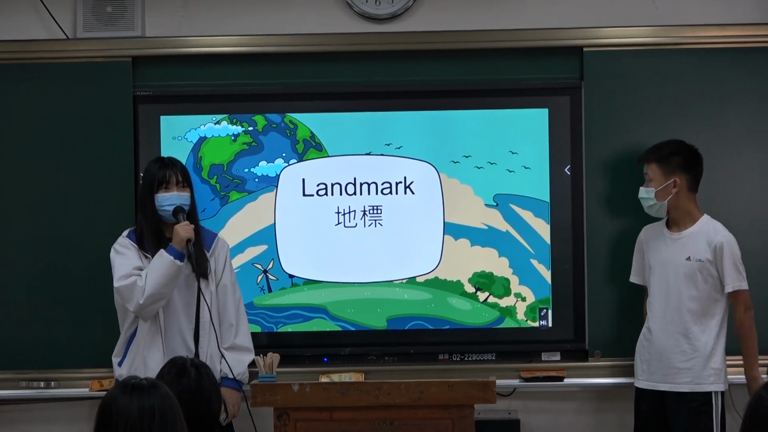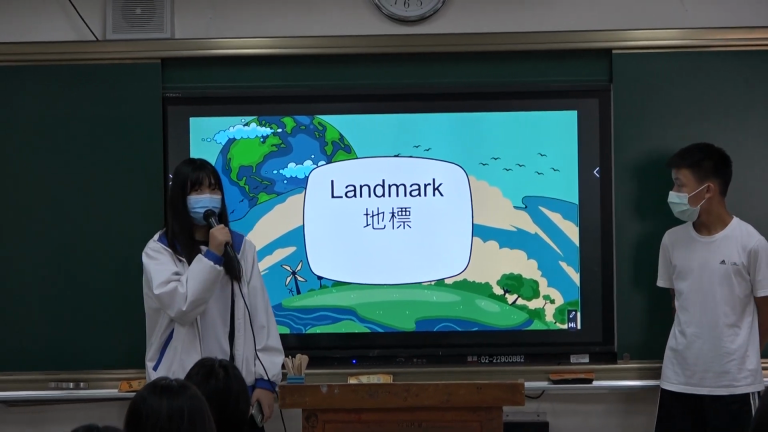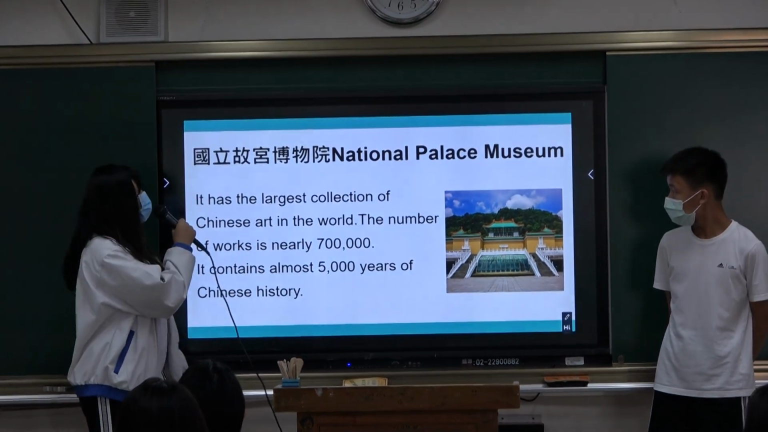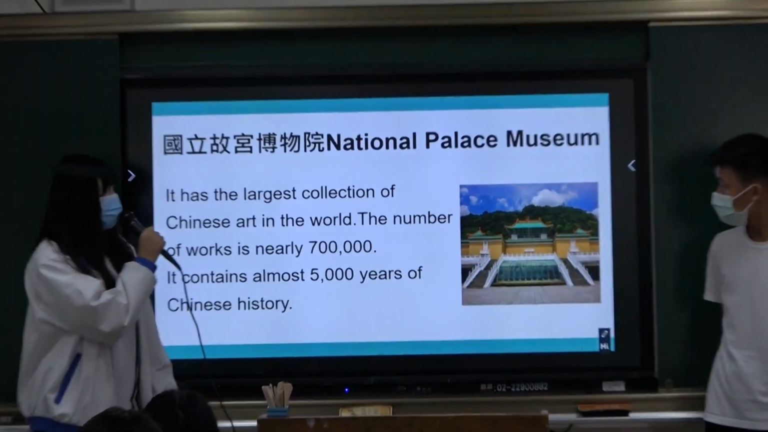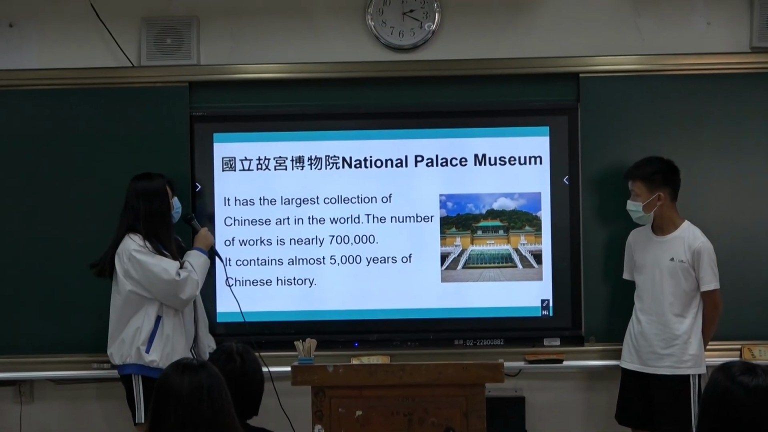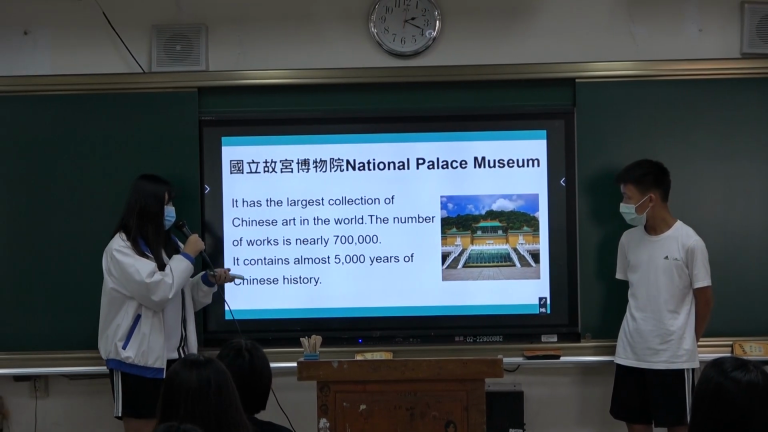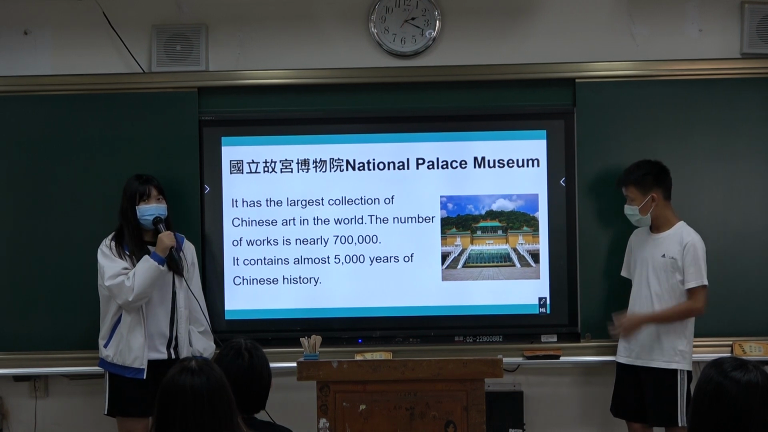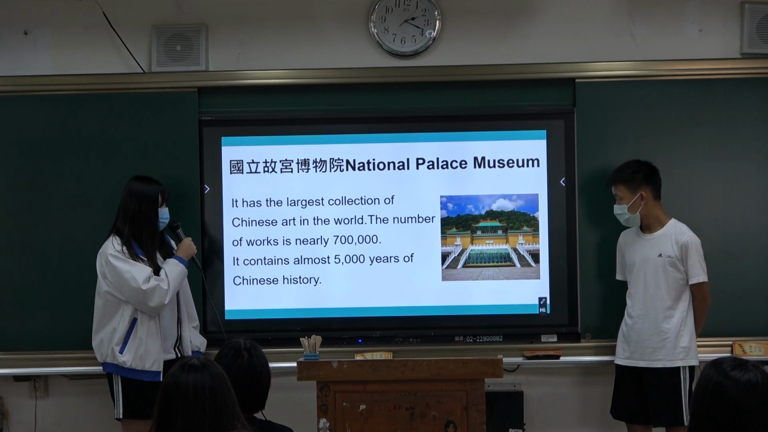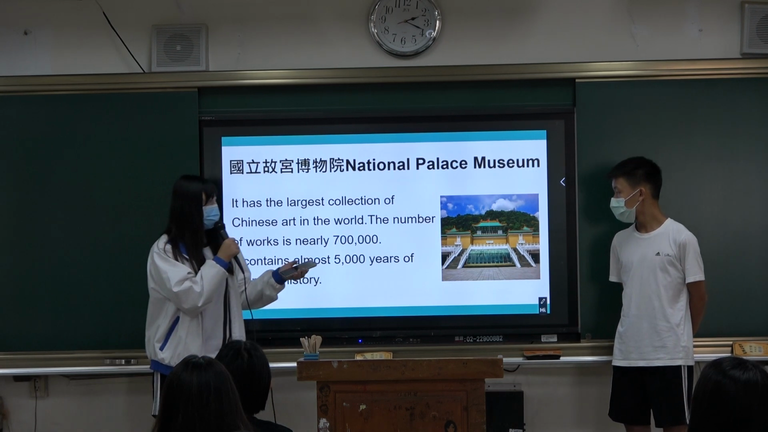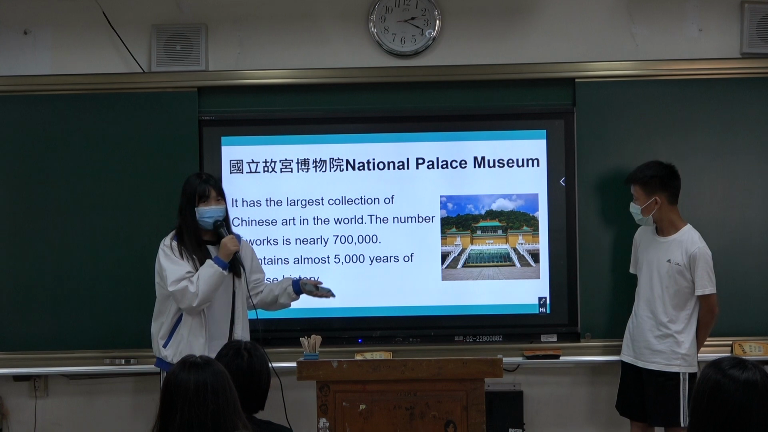Today we are going to introduce landmarks in Taiwan. The first place is called the National Palace Museum. It has the largest collection of Chinese art in the world. The number of works is nearly 700,000. It contains almost 5,000 years of Chinese history, and as you can see, that is what it looks like.